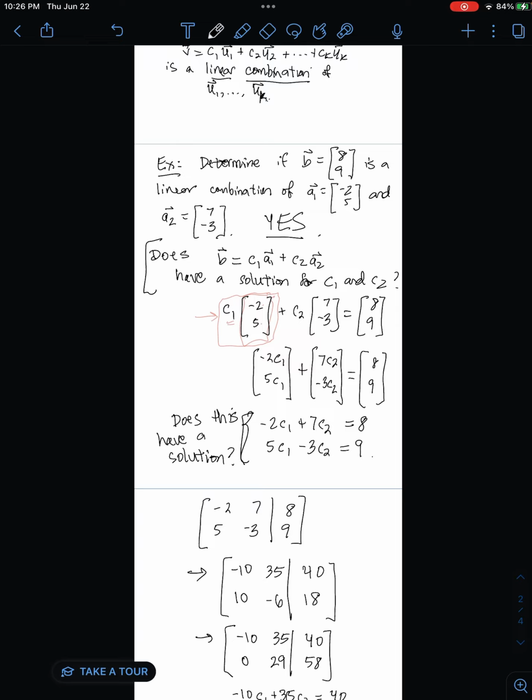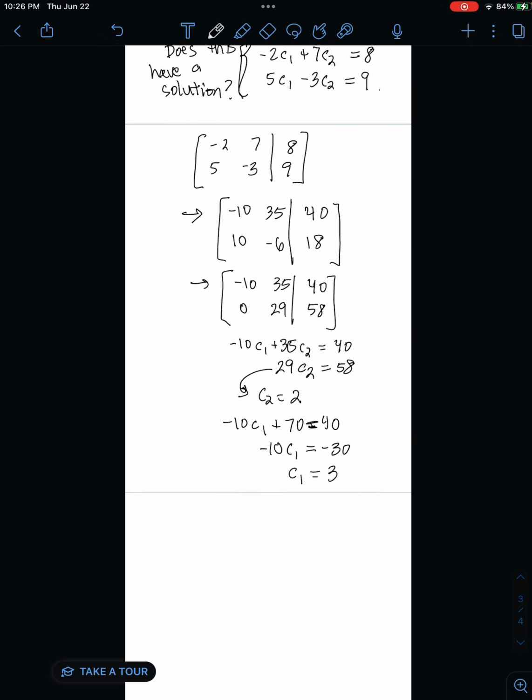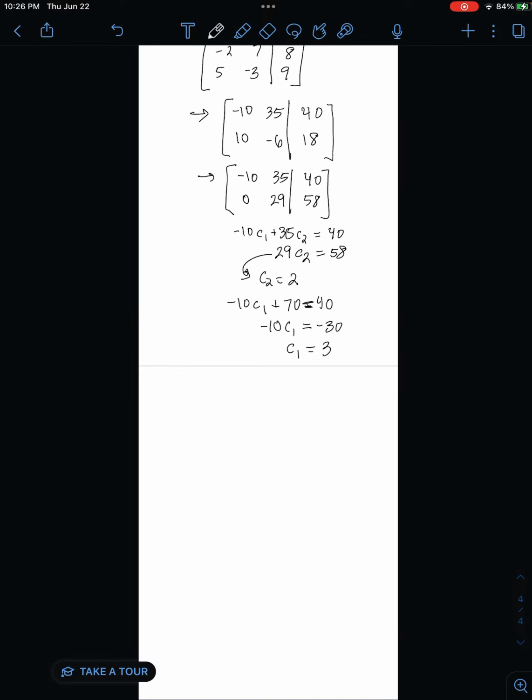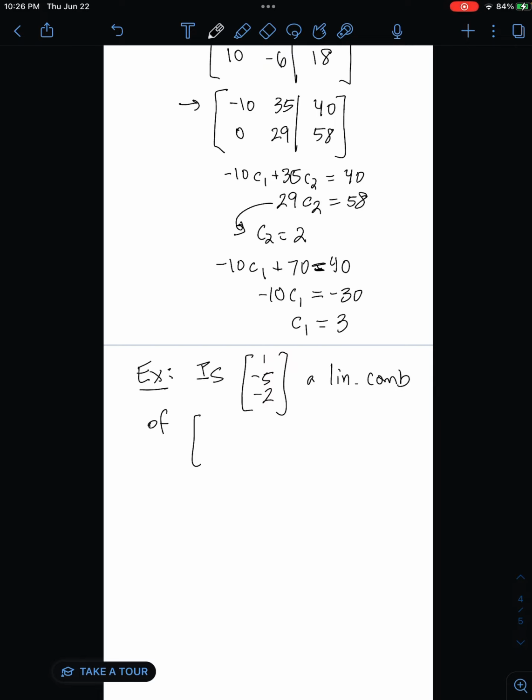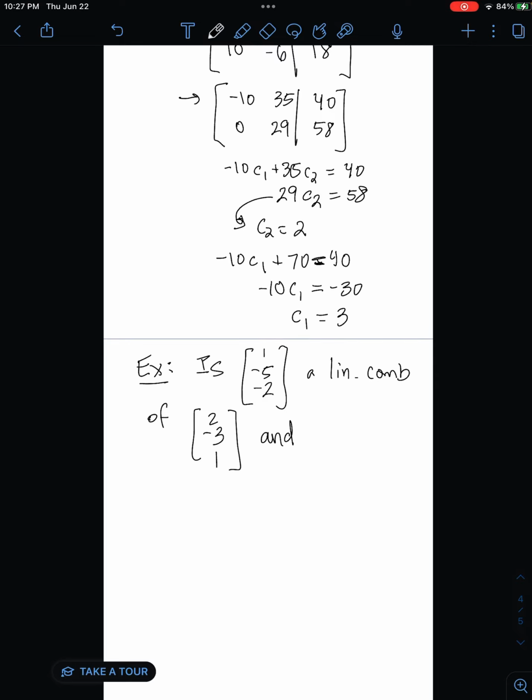Okay. Let's do one more example, just a little bit faster. Is 1, negative 5, negative 2 a linear combination of 2, negative 3, 1, and 0, 3, negative 3? So take a few minutes and try to solve the problem on your own, and then we'll check answers.